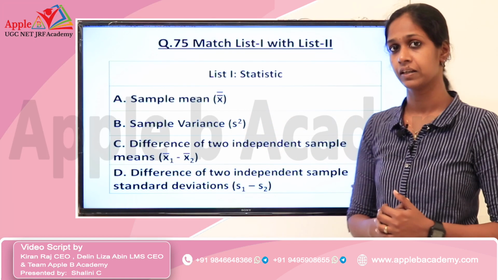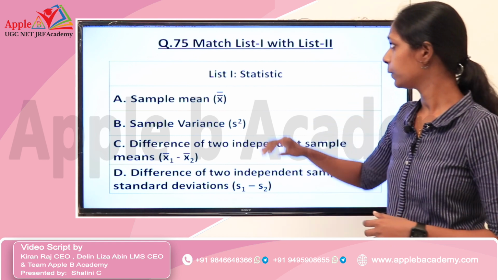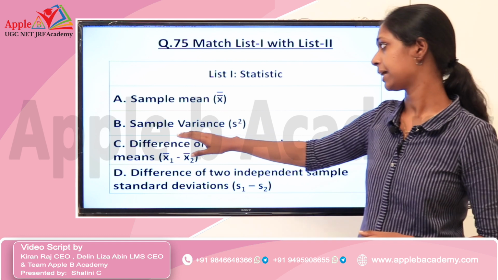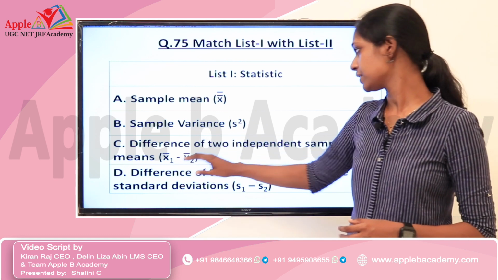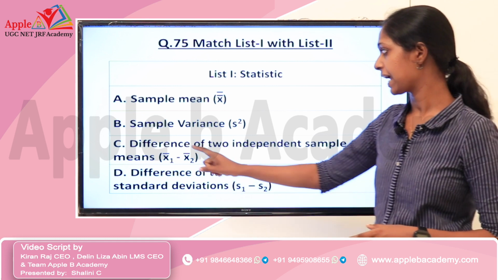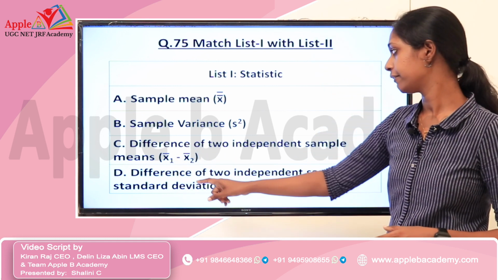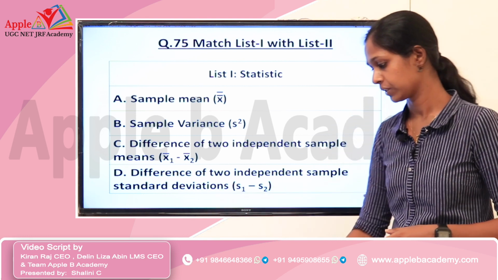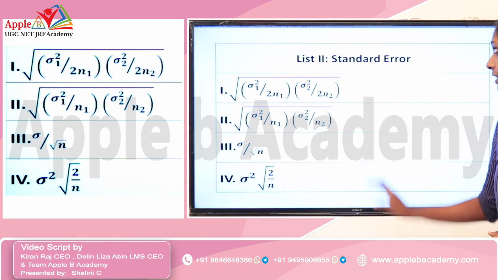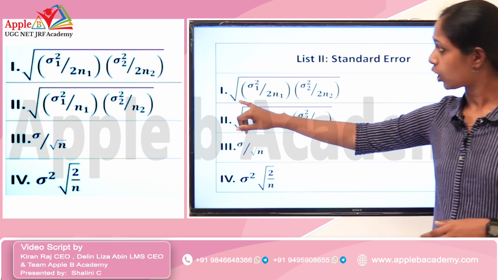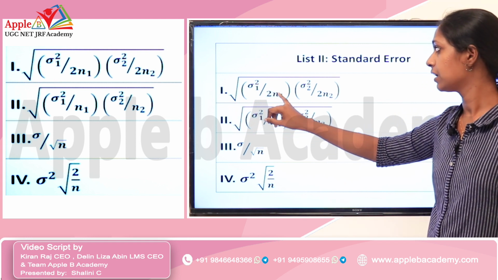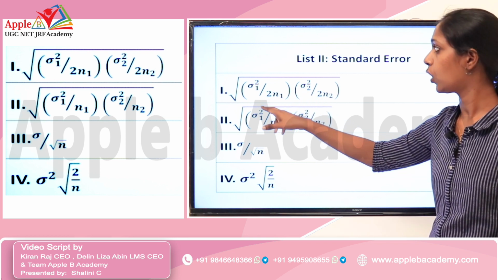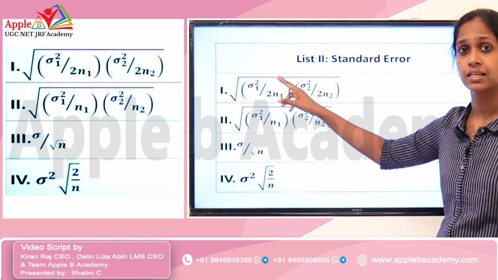Question number 75. Again it is a match the following question. We have list 1, where the statistic is given: sample mean x bar, sample variance s square, difference of two independent sample means x1 bar minus x2 bar, and difference of two independent sample standard deviations s1 minus s2. And for this we have the standard error. Option 1 we have the square root of sigma 1 square by 2n1 and sigma 2 square by 2n2.